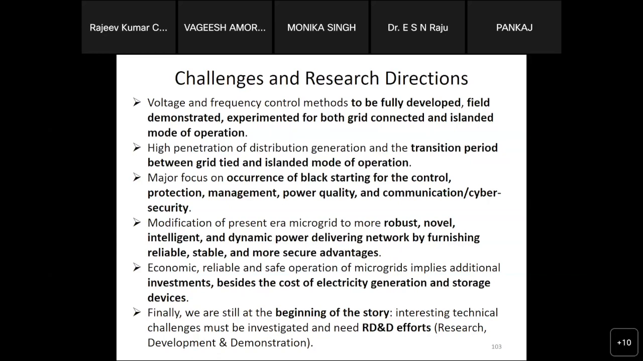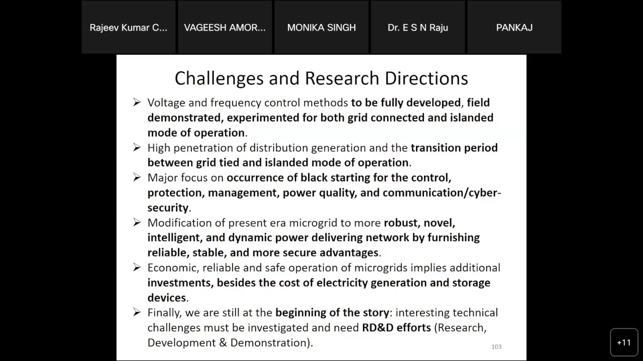And also there are some other economic, reliable, and safe operation microgrid constraints, so we have to see what the investment is, and also what the cost of electricity generation is. Besides the cost of electricity generation, we have to see the cost of the storage devices.